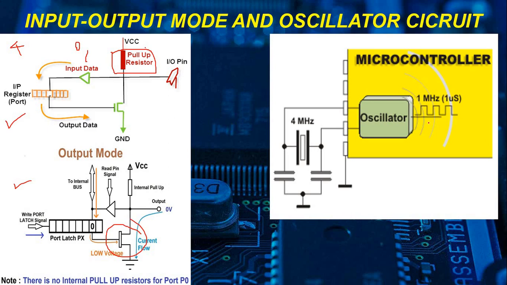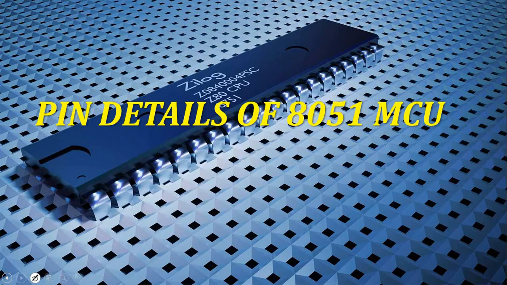And also we have an oscillator circuit. 1 megahertz equals 1 microsecond. For 1 microsecond, it is producing 1 megahertz. In oscillator circuits, we can use up to 12 megahertz. But if you want to be accurate, we can use an 11.05 megahertz oscillator circuit. Here we have capacitors C1 and C2 to maintain stable frequencies. Here we are using a ceramic crystal oscillator circuit.